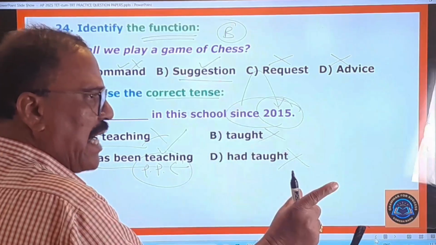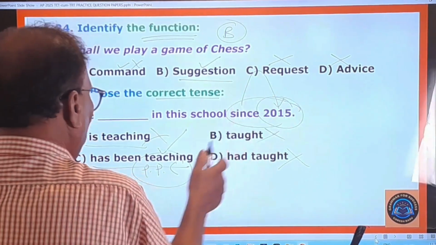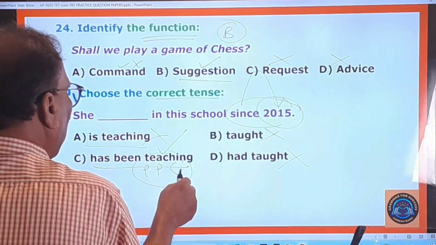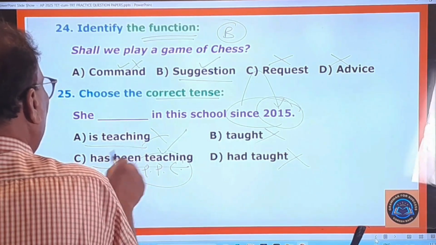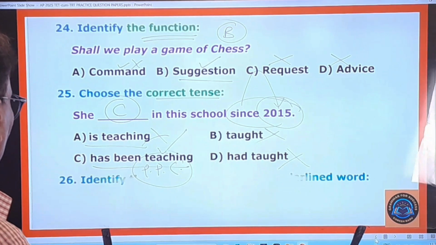Point of time is exact time. So 2015 is an exact time. So therefore it's a point of time. So what should be used? Present perfect continuous, he has been teaching. So therefore C is going to be your answer. And now you go to the next question.